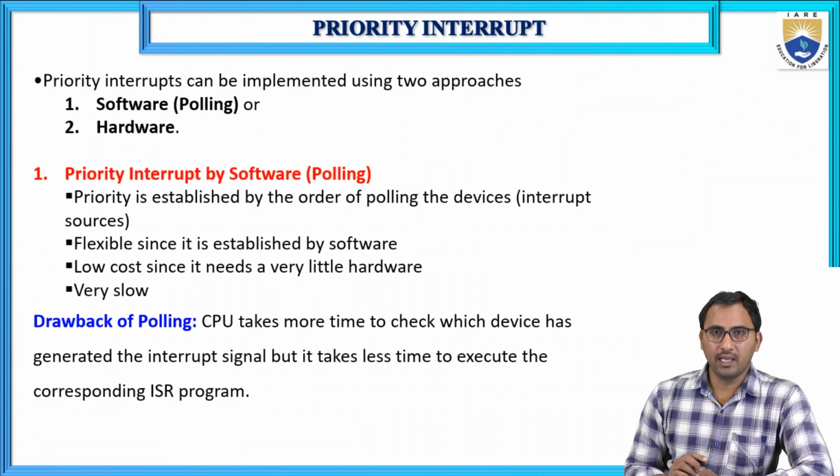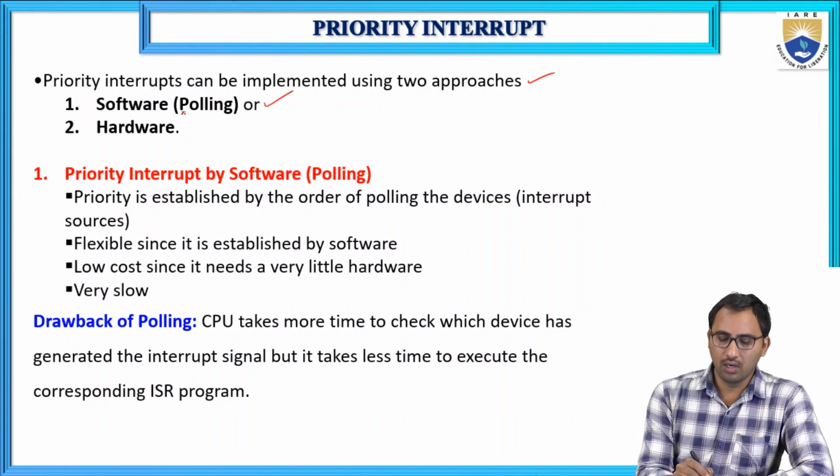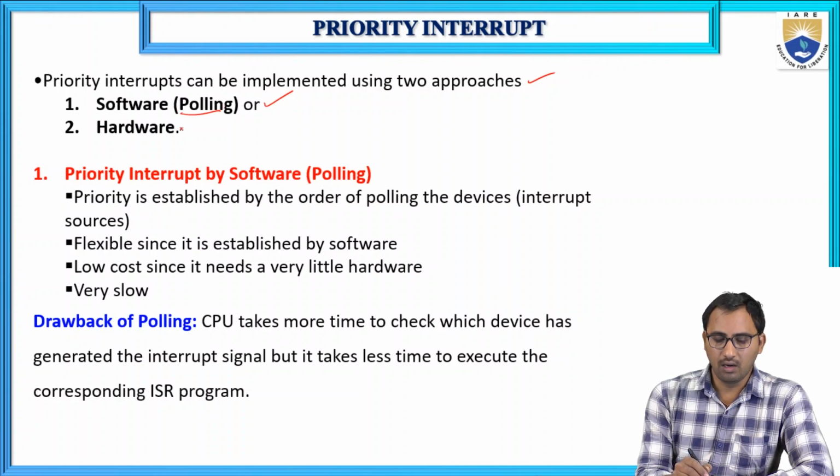This priority interrupt can be implemented using two approaches. The first one is the software, also called polling the devices, and the second one is the hardware. So these are the two approaches. Let's see the first one: priority interrupt by software.